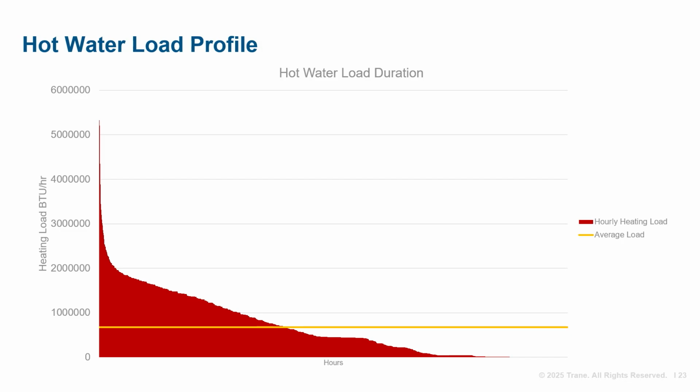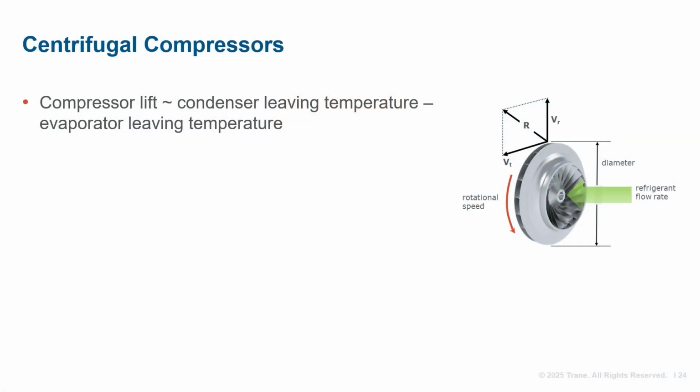While not every load profile is identical to this one, it illustrates why heating system turndown is important regardless of plant design or equipment type. Before we look at a few plant layouts, let's start by reviewing compressor types and how they unload. First, let's look at centrifugal compressors, often used in medium to large chilled and hot water systems.